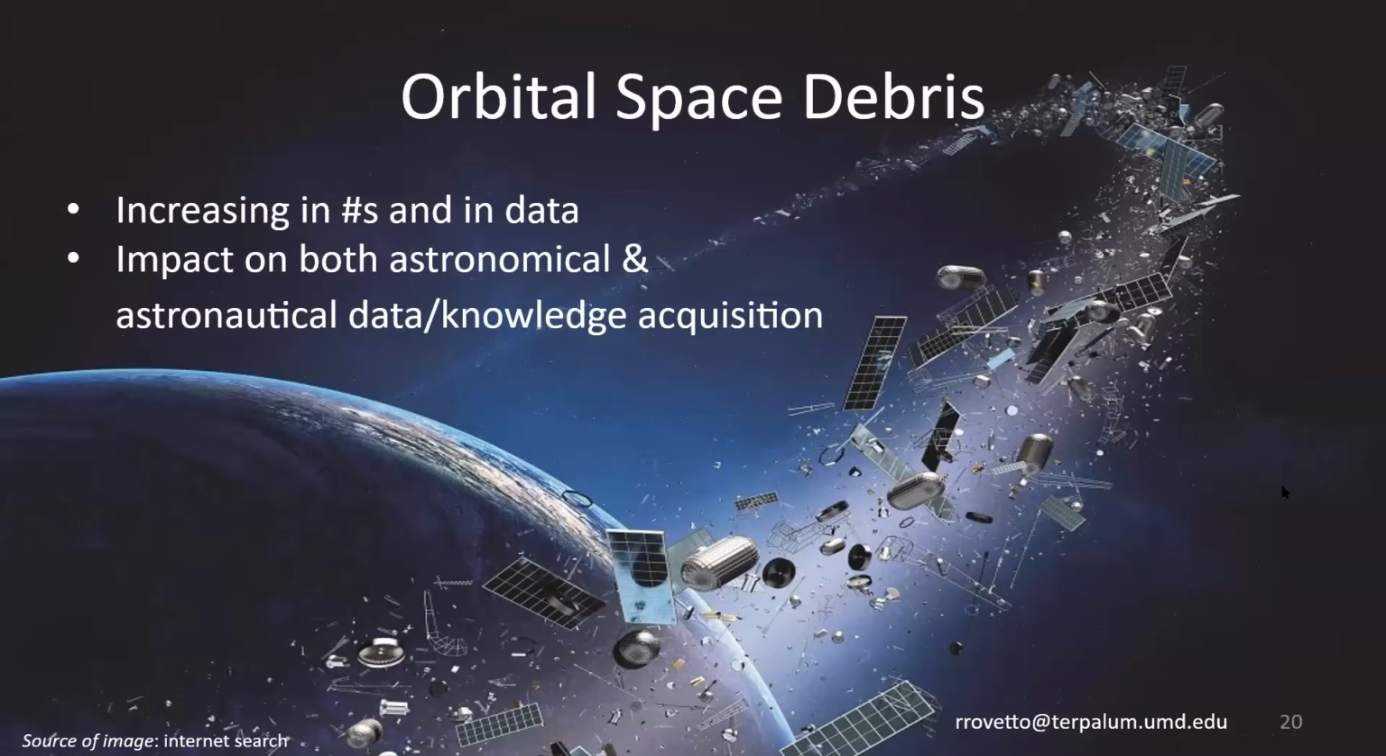This topic of orbital space debris has been a particular interest for me, and we are seeing increasing numbers of these debris objects, as well as more data, as surveillance and observational capabilities increase as technology gets better. Naturally, there's an impact both on astronomical and astronautical data, as well as knowledge acquisition. The astronomy community, for instance, is facing a problem of both debris and active spacecraft interfering with their astronomical observations. So there is both impact in orbit as well as on Earth.